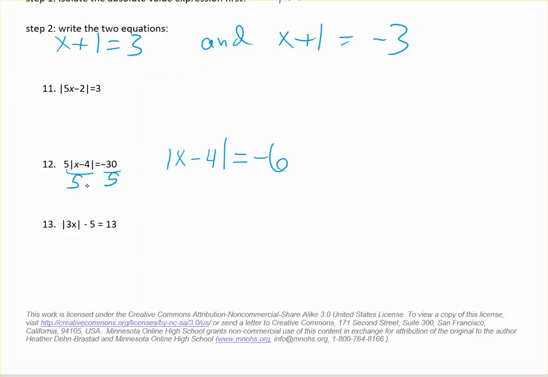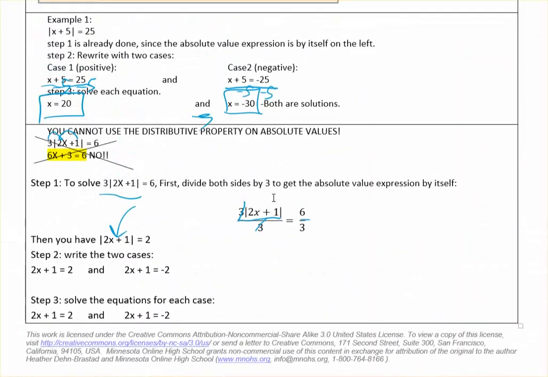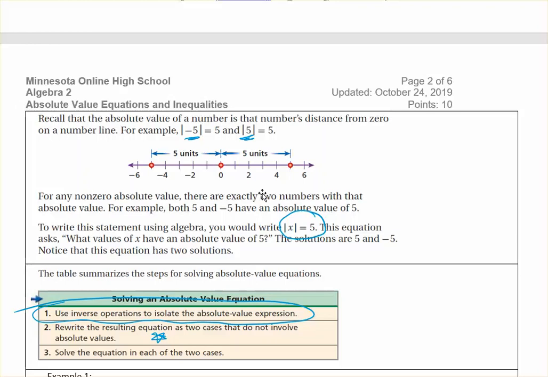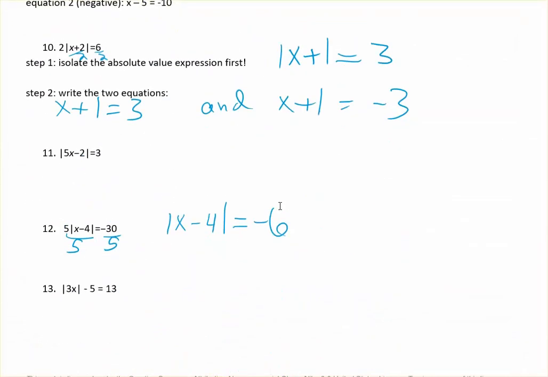The absolute value of something, x minus 4, is equal to a negative number. Let's go back and look at what absolute value means. Absolute value is distance from 0 on a number line, and it's always equal to a positive number. So how can I have the absolute value of x minus 4 equal to a negative number? Whatever I put in here for x, how can I possibly get a negative number once I take the absolute value sign?